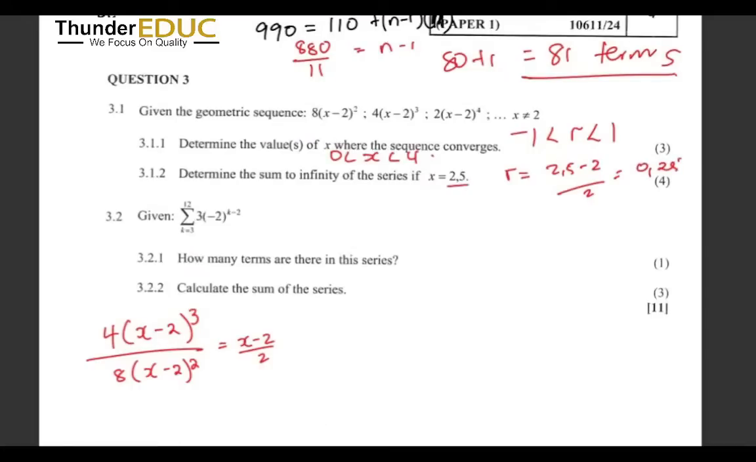Then we know that the sum to infinity is given as a over 1 minus r. Let's get our a. If we have 2.5 minus 2, that's going to be 0.5 squared. So 8 times 0.5 squared gives us a 2. So our a is 2, and then our r is 0.25.